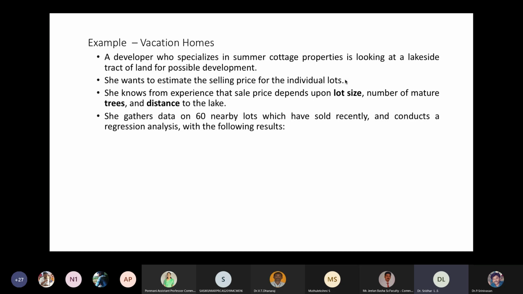The next one is vacation homes. You see the three factors you have been taking. A developer specialized in summer cottage properties is looking at the lake side. He wants to estimate the selling price of the individual lots using lot size, number of mature trees, and distance to the lake. So he gathers 60 nearby lots and conducts a regression analysis.